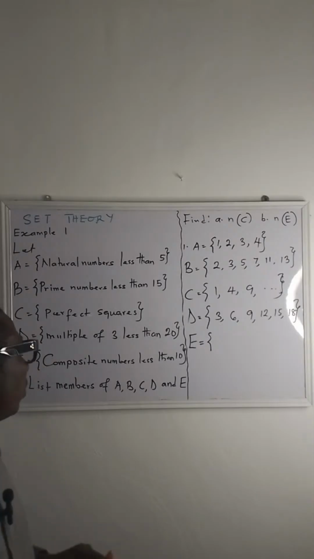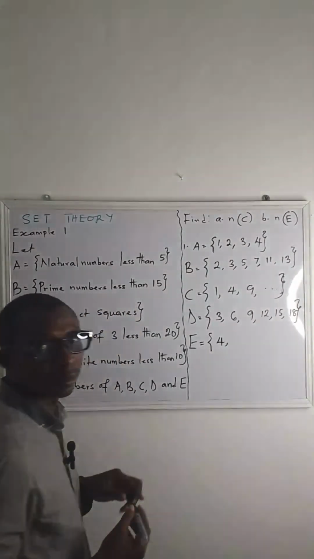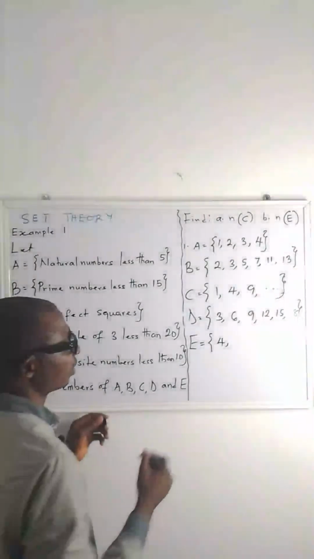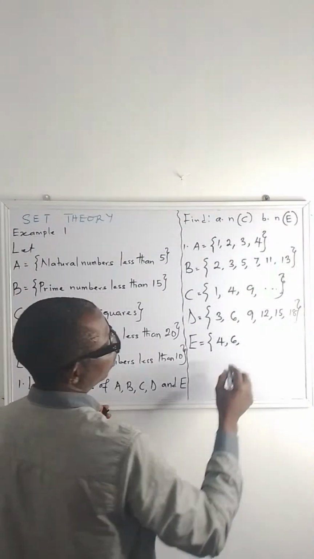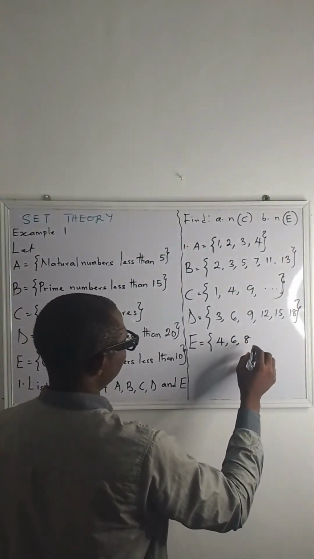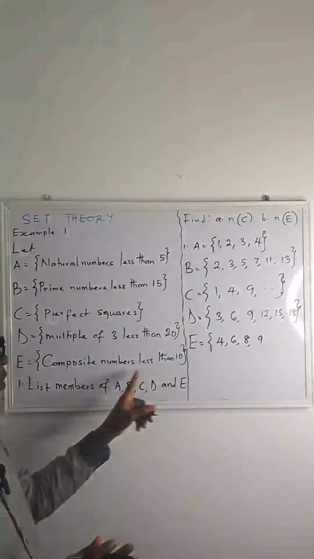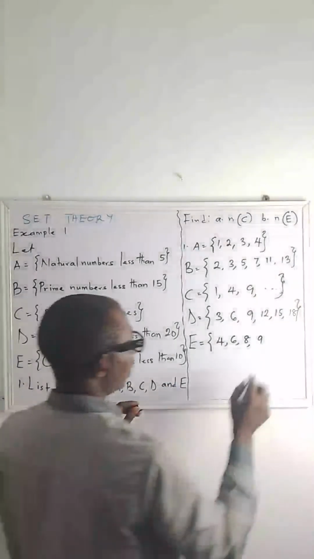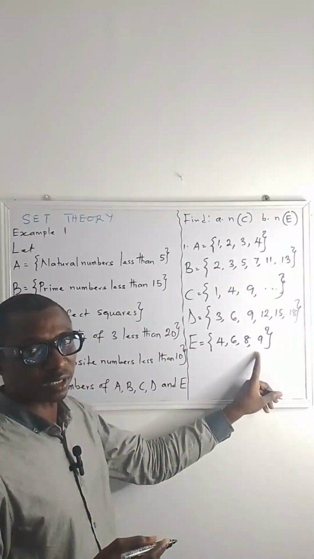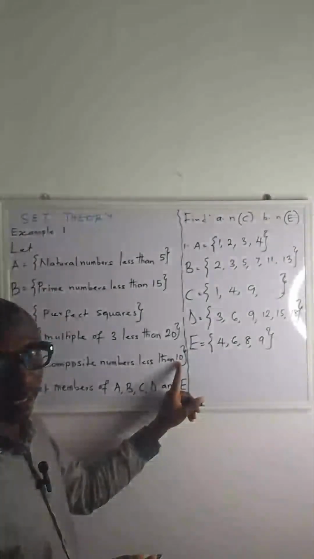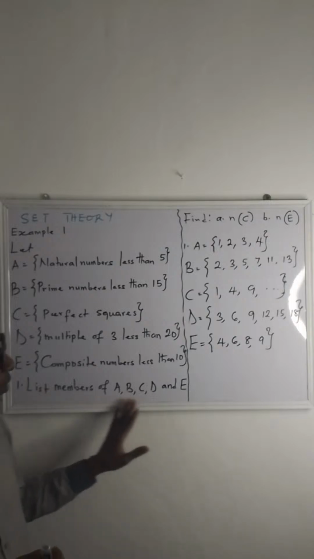So the list starts with 4. After 4, what do we have next? That is going to be 6. Now we have 8, and we have 9. We can't go beyond that because it must be less than 10. All of these are composite numbers less than 10. Good, so we have done the first part of the question.